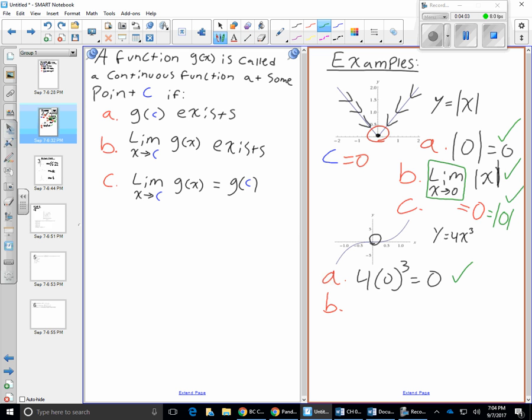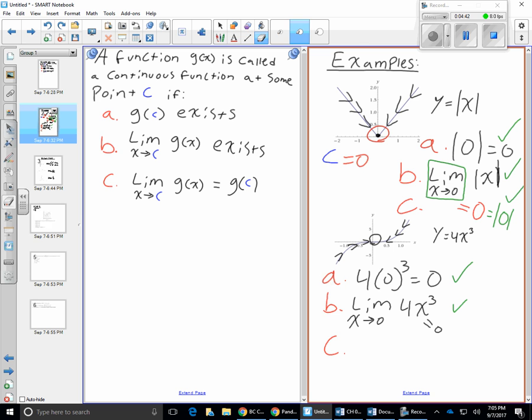Again, the left-hand side on the graph is approaching 0. The right-hand side on the graph is approaching 0. So the left and right-hand limits agree, which means that this limit as x approaches 0 of 4x cubed exists. And its existence is part B. And then finally, we see that this limit is equal to 0. So C is done for us.